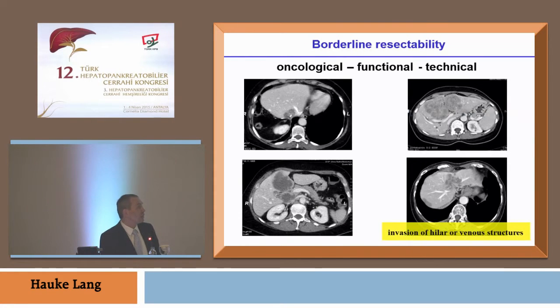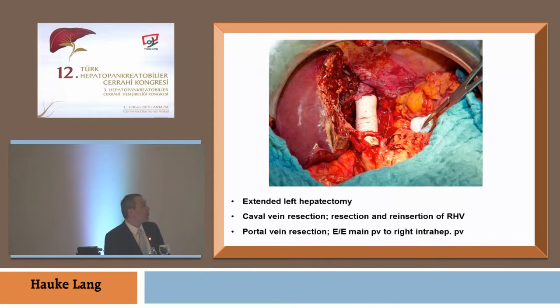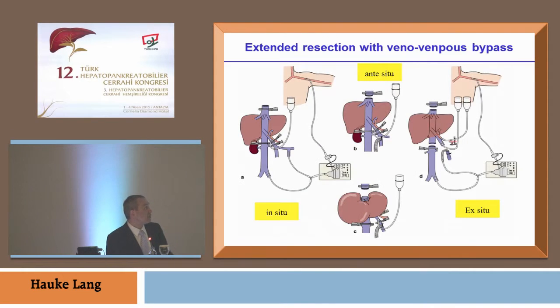So coming to the next point, the invasion of the venous structure of the liver venous outflow. Sometimes we have tumors like this. This is intrahepatic cholangiocarcinoma, but we can manage it by cooling down the liver, resecting the vena cava, and reinsertion of the right hepatic vein, as we have done here. And sometimes, if we need a lot of time to clamp the liver, it may be helpful to cool down the liver.